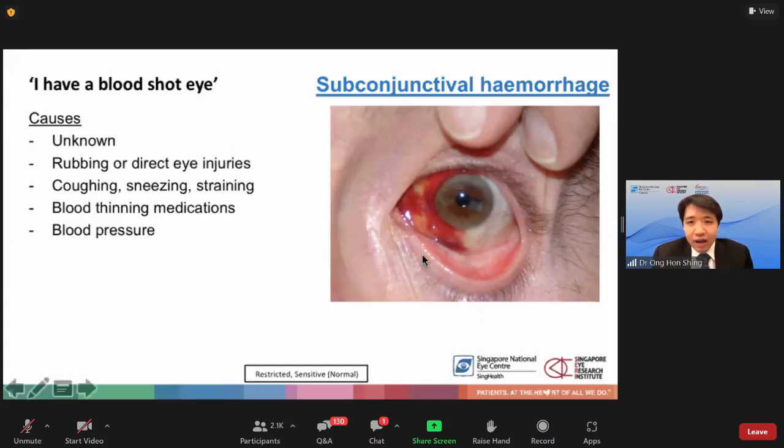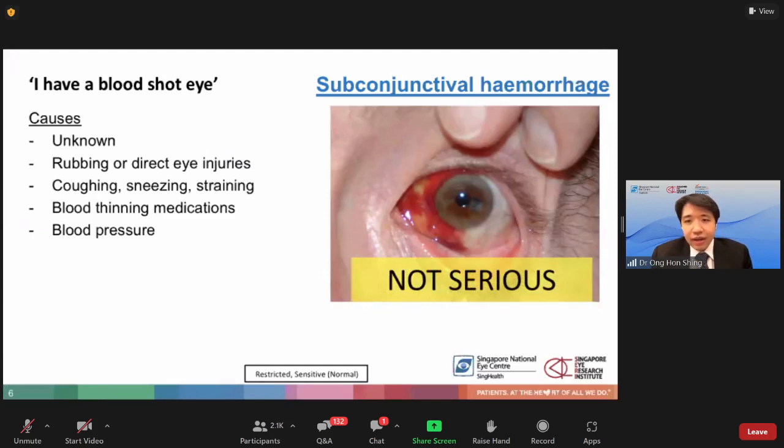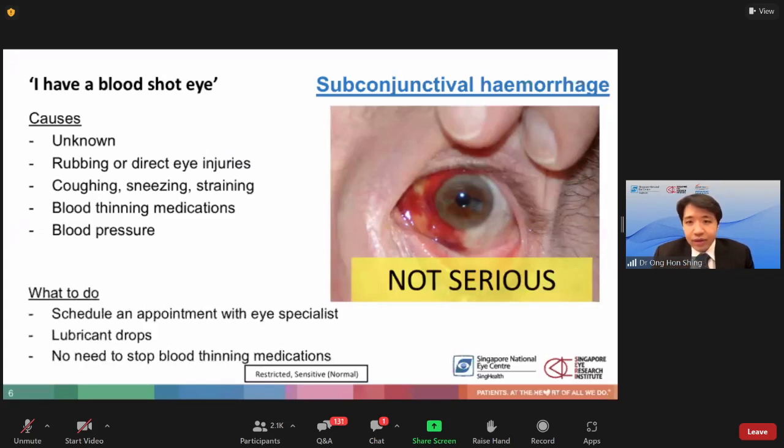Although the bloodshot eye can look severe and scary, subconjunctival hemorrhage usually does not cause any permanent harm to the eye, unless it's associated with a significant eye injury. Schedule an appointment with an eye doctor who will examine you and make sure that there is no other damage to your eye.